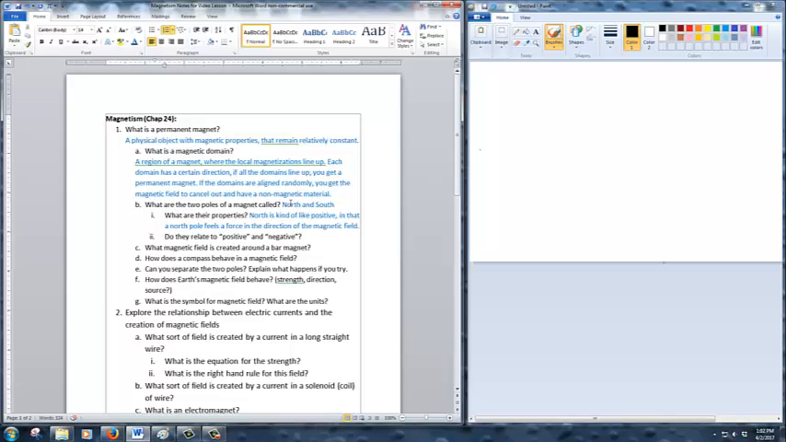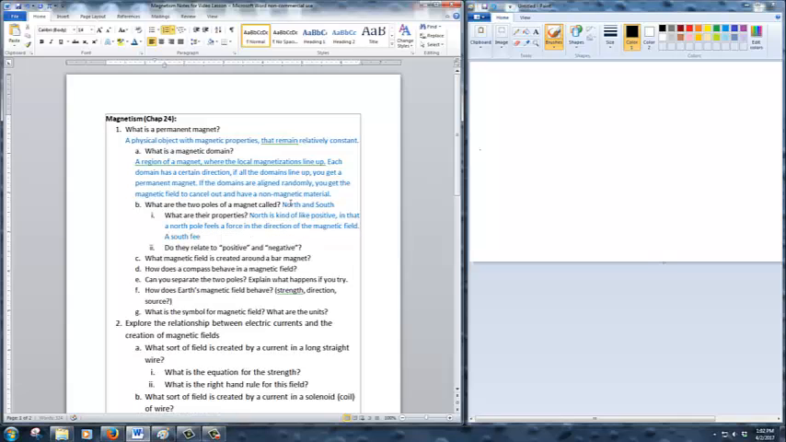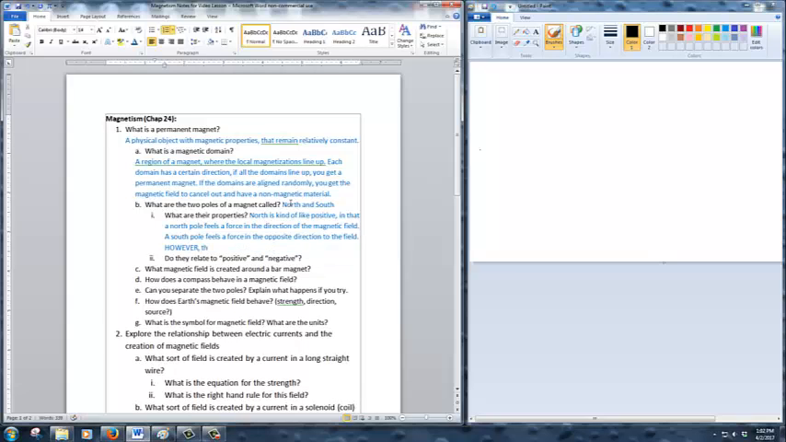So a positive charge feels a force in the direction of the electric field, and a north pole feels a force in the direction of the magnetic field, and a south pole feels a force in the opposite direction to the field. However, this is important, so we say however, magnets always come in pairs. I'll get more to that later because I have a specific question down here about it. So that's a key fundamental difference to the properties.